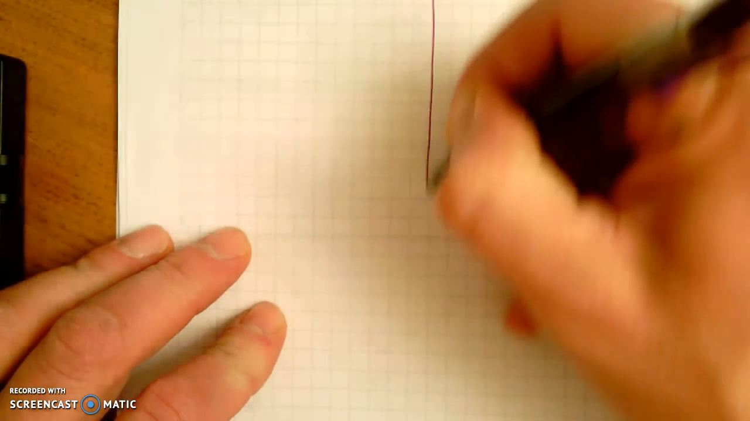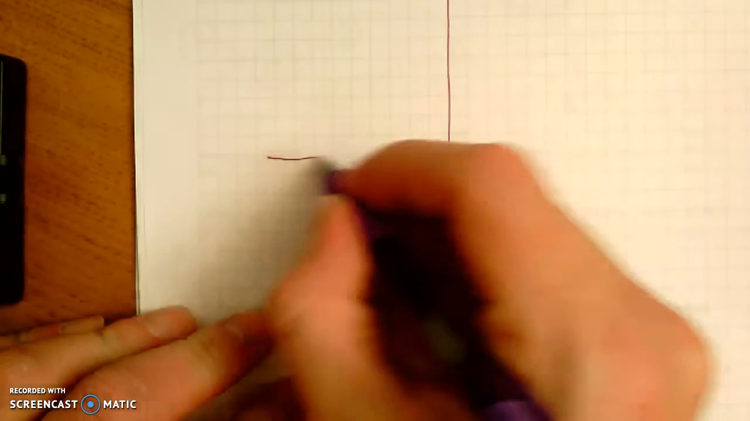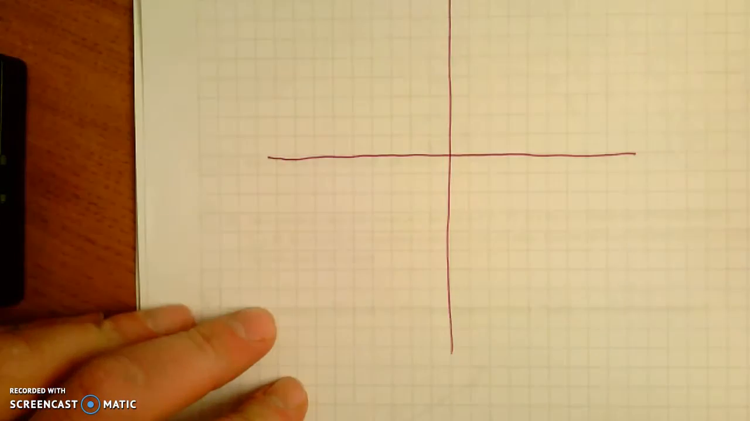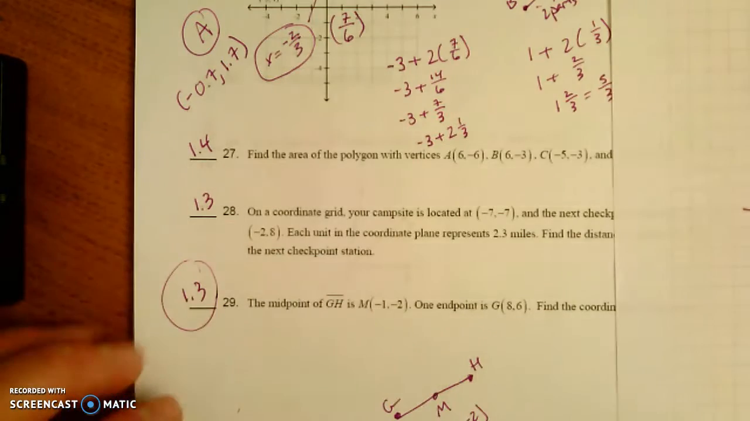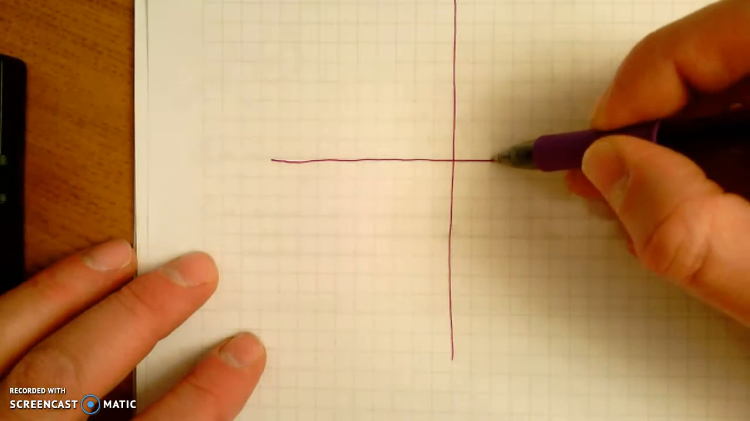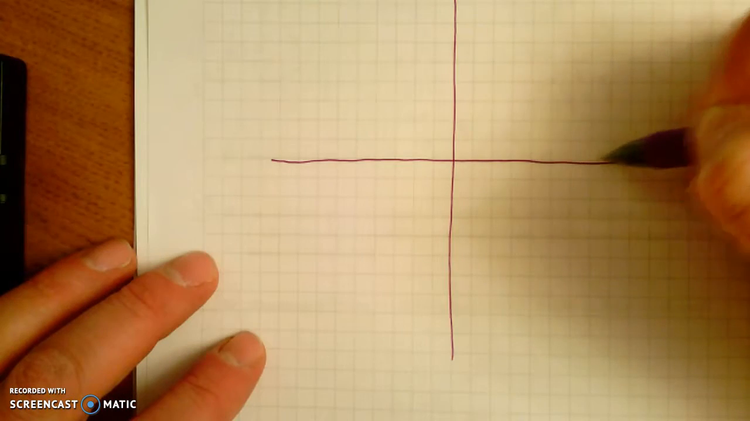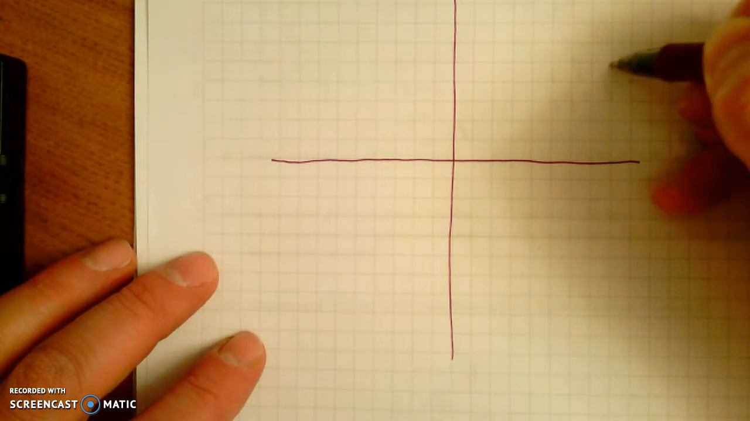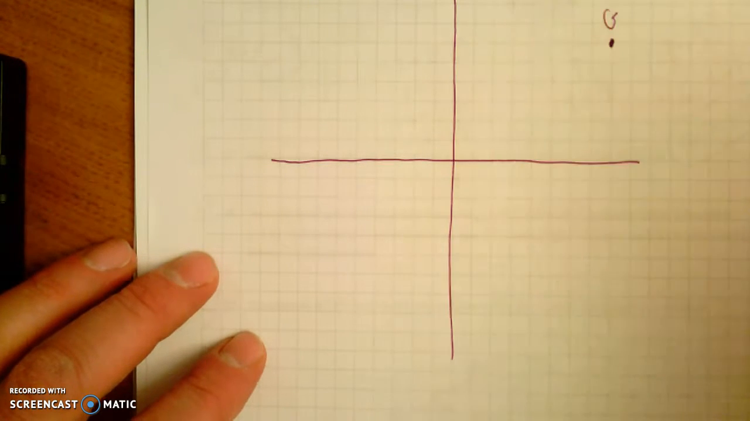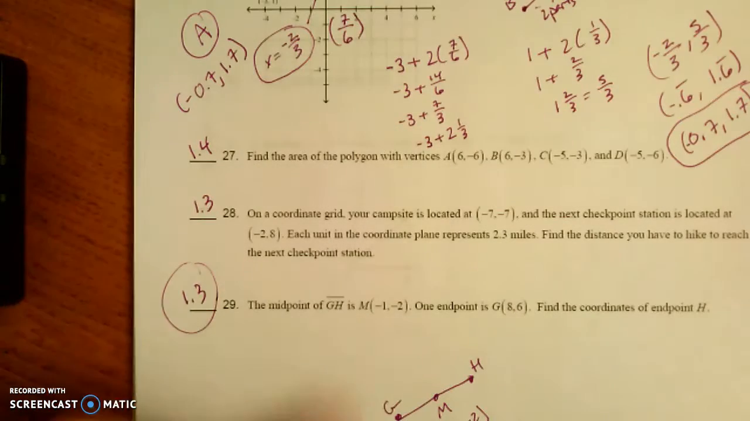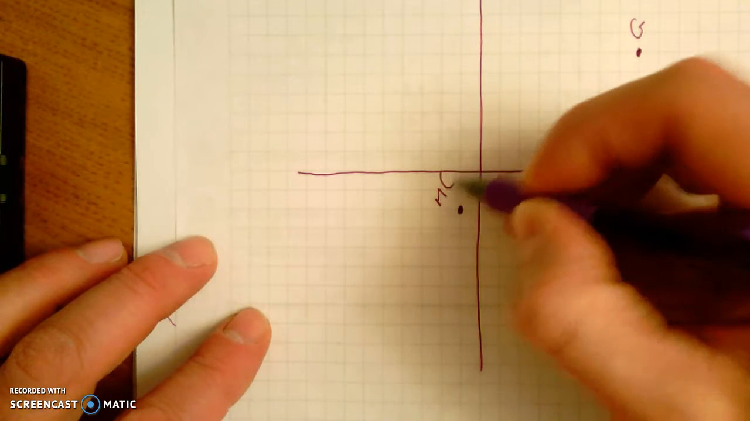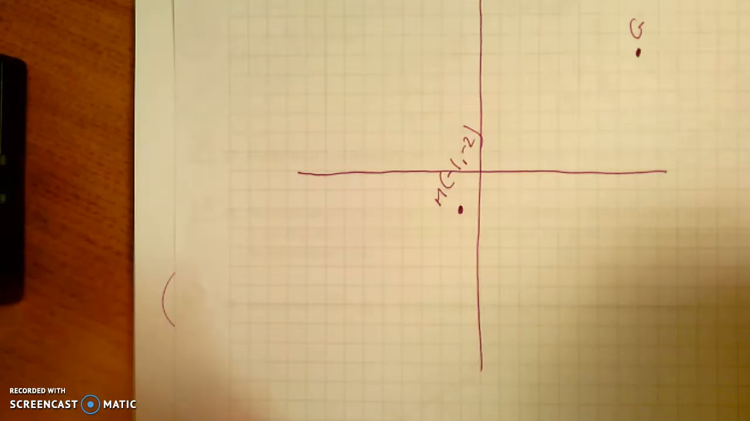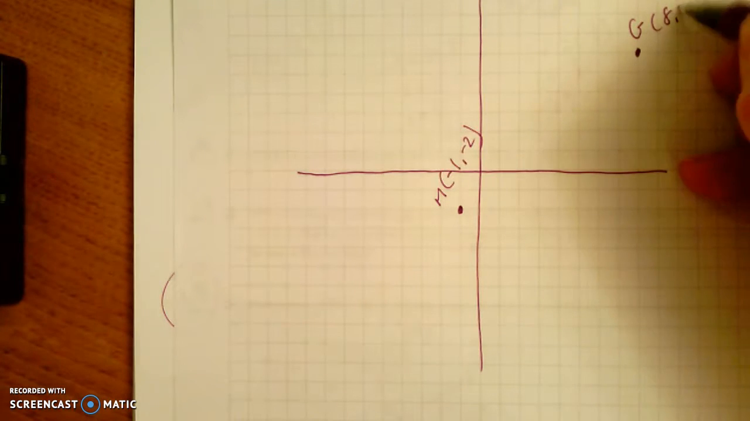So here, I'm going to make my coordinate grid. I'm going to plot the point G, which is 8, 6. So 1, 2, 3, 4, 5, 6, 7, 8, then 1, 2, 3, 4, 5, 6. There's G. We'll plot M, the midpoint, -1, -2. So that's back 1, down 2. -1, -2. And G was 8, 6.